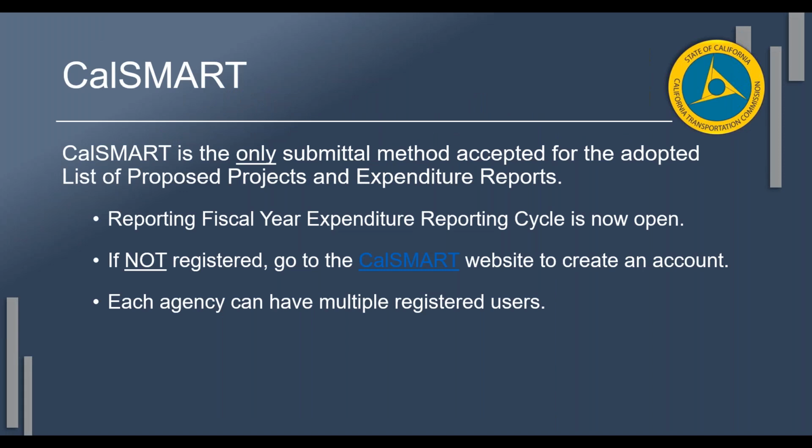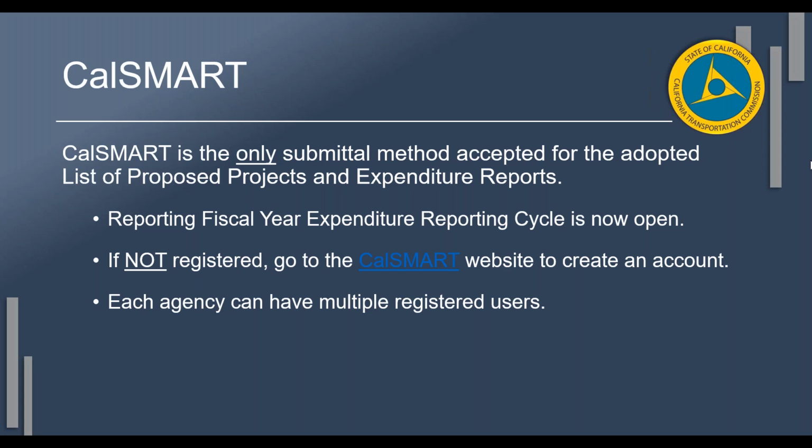Something that you have to remember, CalSmart is the only acceptable submittal method that we have. You cannot send it in the mail. You can't send it using an Excel spreadsheet. There's nothing else. This is the only database that it's allowed for or from. You're going to be reporting your fiscal year expenditure reporting cycle. It is now open in the system. You're going to see a message that tells you it's open, so you're good to go.